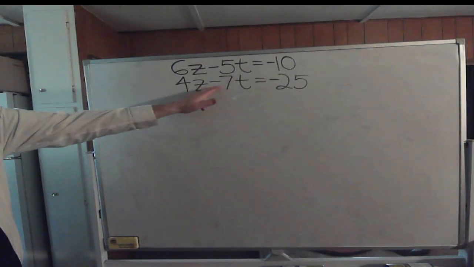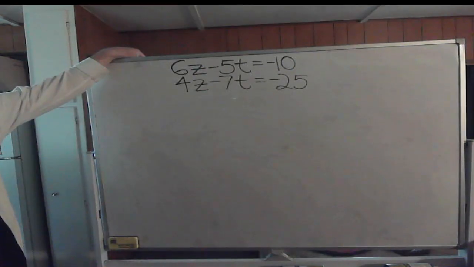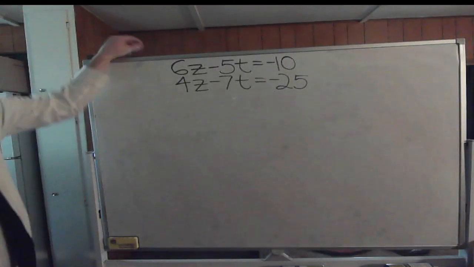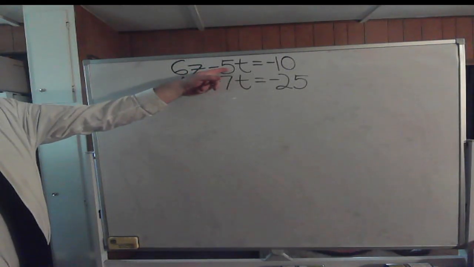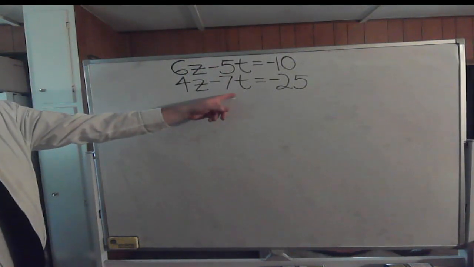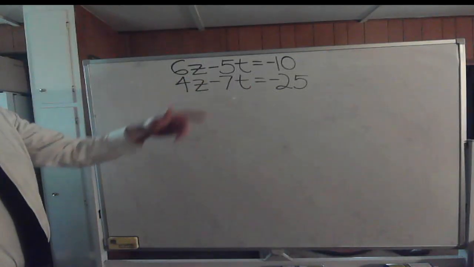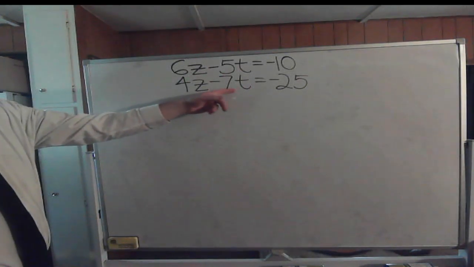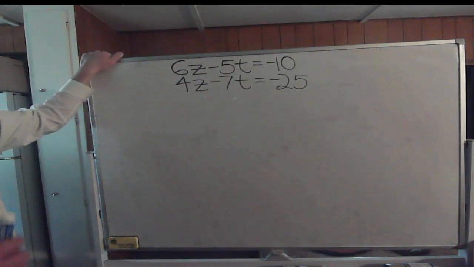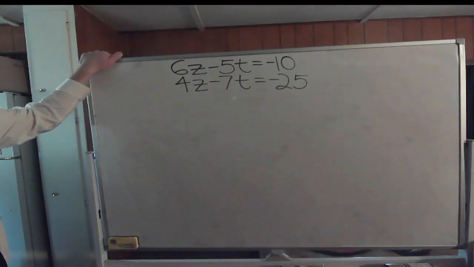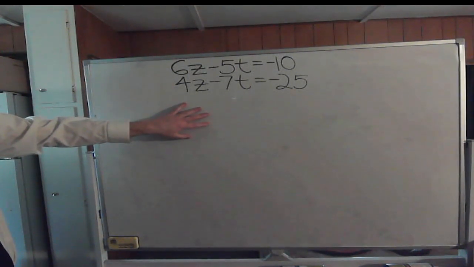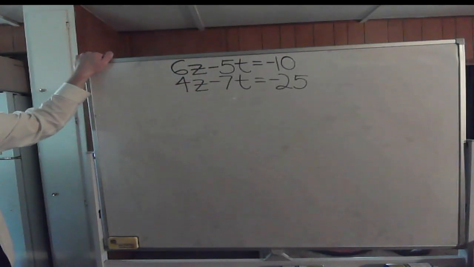Let's start with t. If you want to find the least common multiple of 7 and 5, it's going to be 35. You'd have to multiply the first equation by 7 and the second equation by 5. And then you would get your wish of having both t's being 35. You could eliminate the t. But to me, that seems like an awful lot of work. You're going to get a lot of bigger numbers for the other values that you just don't need.